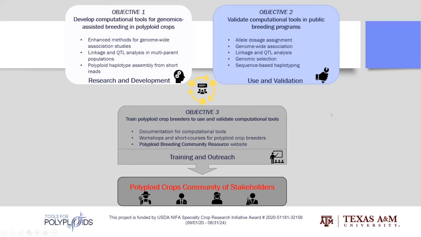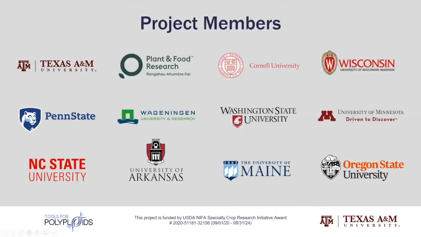And then objective three is to train polyploid crop breeders, and that's where we are here. This is a very important part of the project as well, and I'm very happy to see we have such good participation.